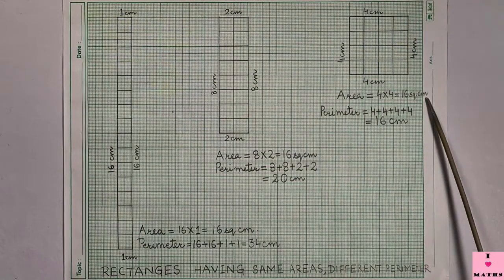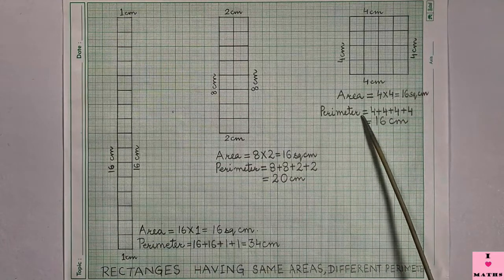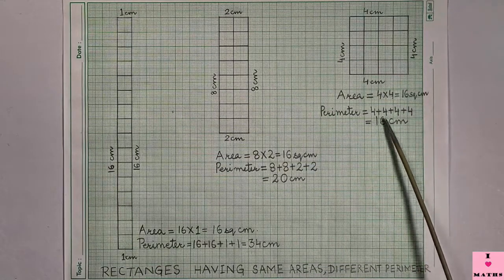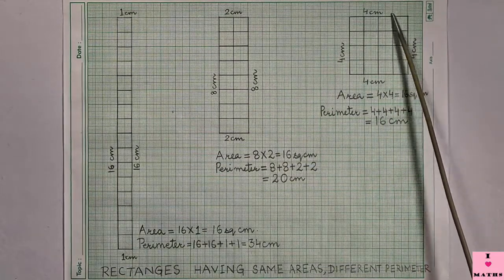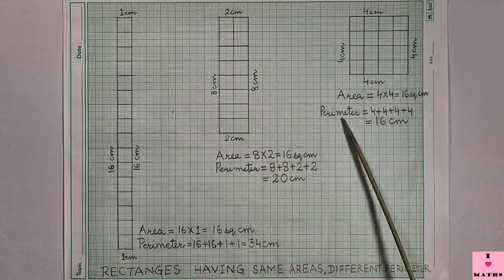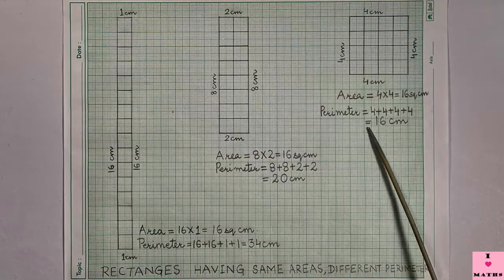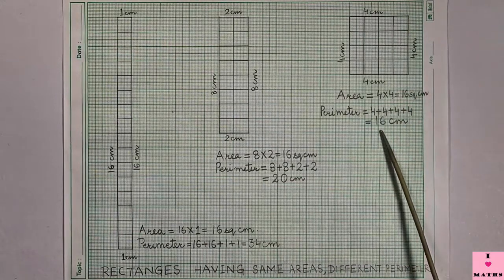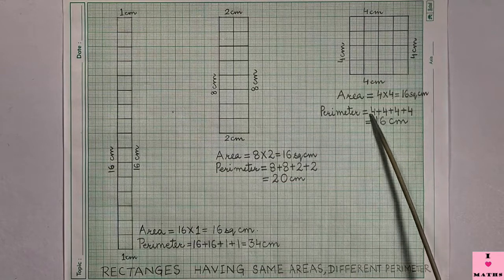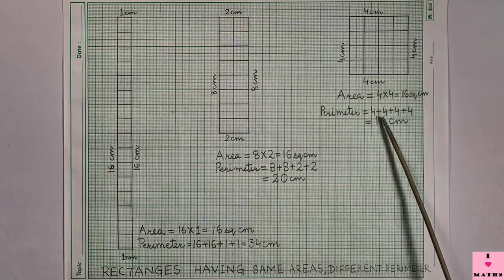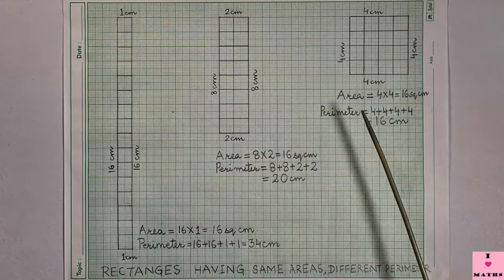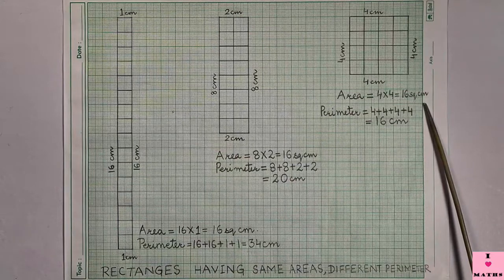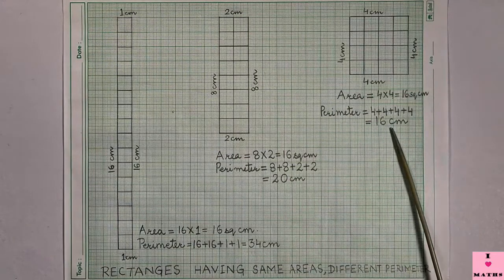16 square centimeter. Now perimeter is equal to 4 plus 4 plus 4 plus 4. Since all the sides are 4 centimeter each, the perimeter is equal to 16 centimeter. Incidentally, here the magnitude of the area as well as the perimeter is the same. Here also it is 16, here also it is 16. But remember children, the unit for area is square centimeter and that of perimeter is centimeter.